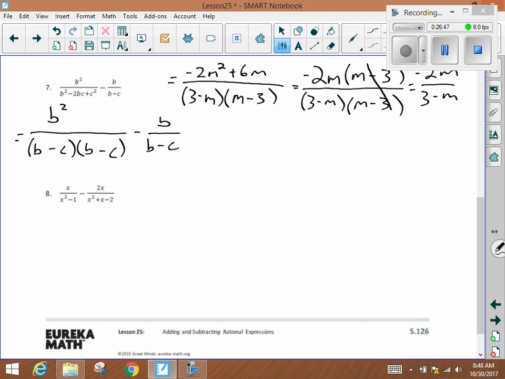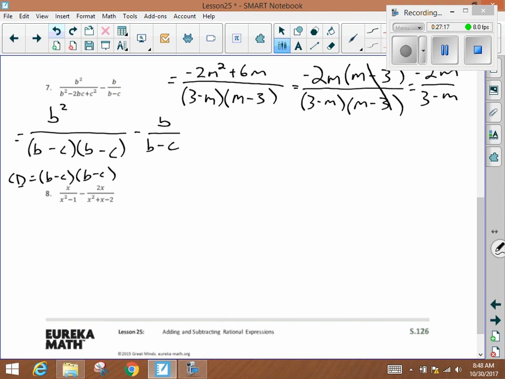But hey, what's really nice about factoring that is that, look, I've got a b minus c right there. Oh, I got another b minus c right there. Double up. So my common denominator is b minus c times b minus c. There we go, right?